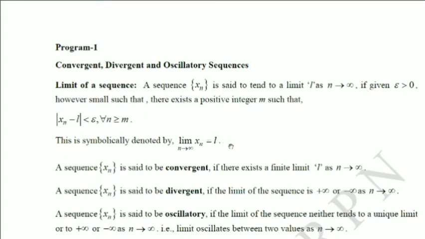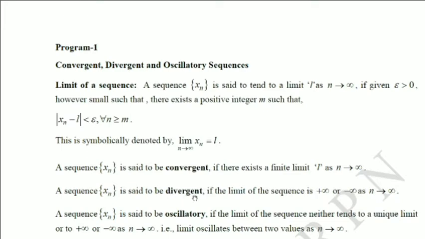Now, when will you say a sequence is convergent? We say a sequence is convergent provided there exists a finite and unique limit L as n tends to infinity. So, if the limit of the sequence is finite and unique, then the sequence is convergent. If the limit of the sequence is plus infinity or minus infinity as n tends to infinity, then the sequence is said to be divergent.